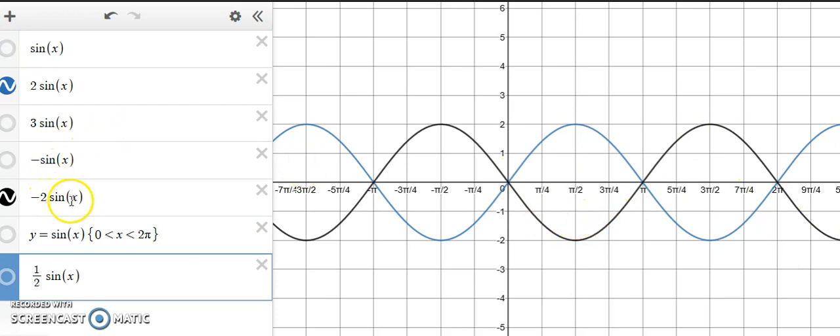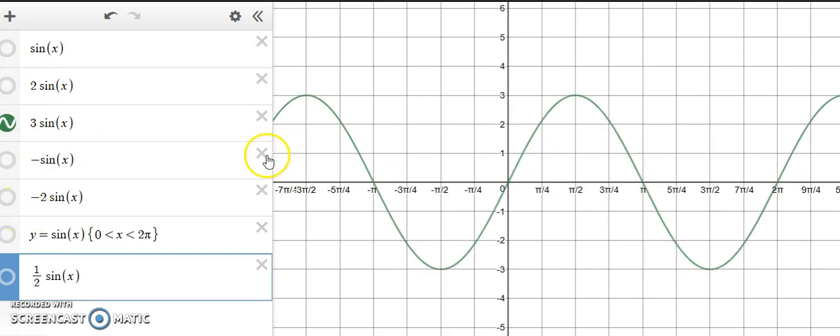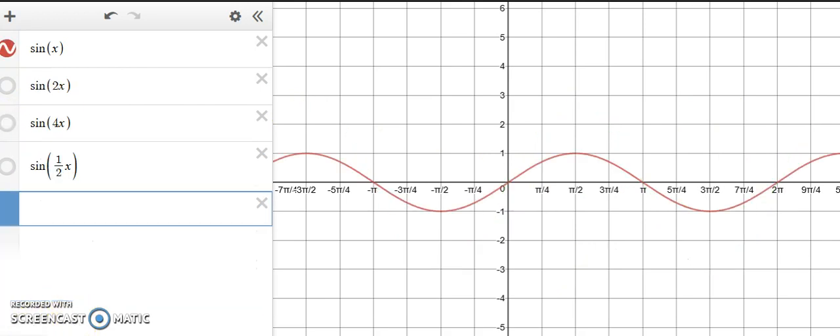Okay, so if we had -3 sine x, you would think of this graph, and then you would flip it around the y-axis. So we go 0, -3, 0, +3, and so on. So that's what the number out front does to the graph. Okay, back to our basic sine graph.